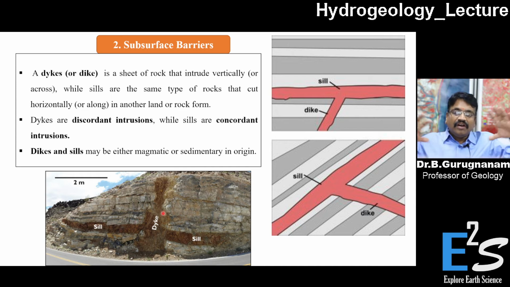Now, this is for a longer distance I am telling, not for a shorter distance. Assume it is a longer distance, more than a kilometer, and it occurs in the subsurface. It is looking near the road where we have taken the photograph, but if it is deeper down in the zone, you will not see it. A dike is a sheet of rock that intrudes vertically, while sills are the same type of rock that cuts horizontally. Dikes are discordant intrusions, so they will not allow water from one part to another, while sills are concordant, parallel intrusions. Dikes and sills may be either magmatic or sometimes sedimentary in origin.